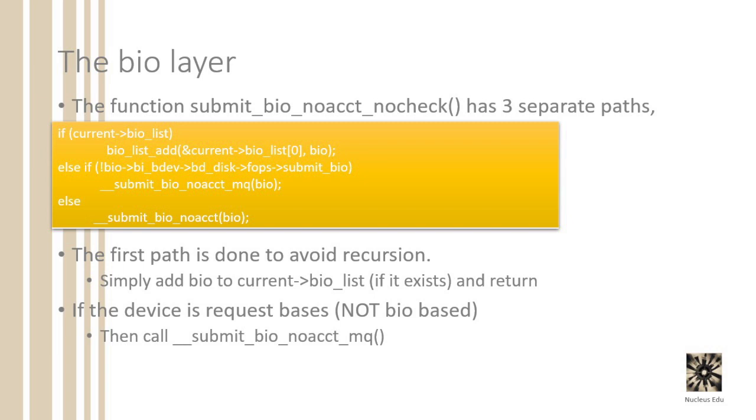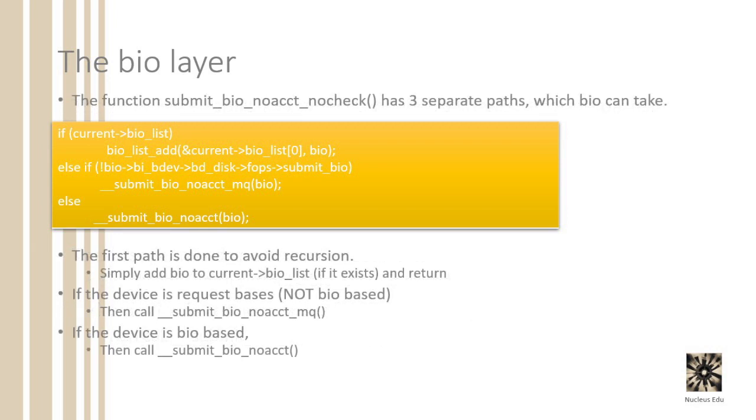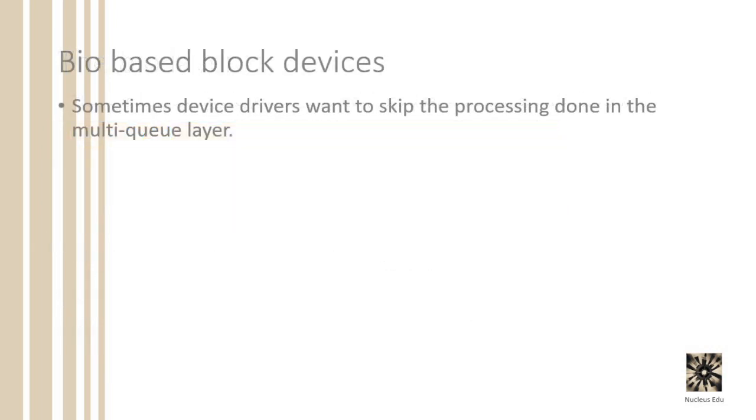So the second part checks whether the device is request based or not. The second branch would be taken if the device is request based, and the last one would be taken if the device is bio based, right? Let's discuss what bio based and request based devices are, then we'll move further in the code flow.